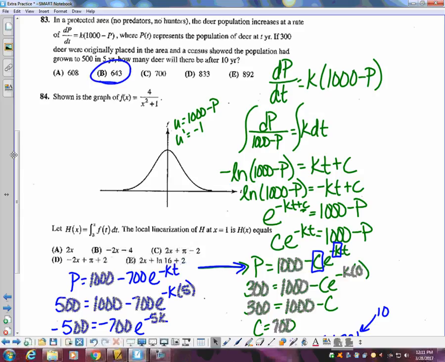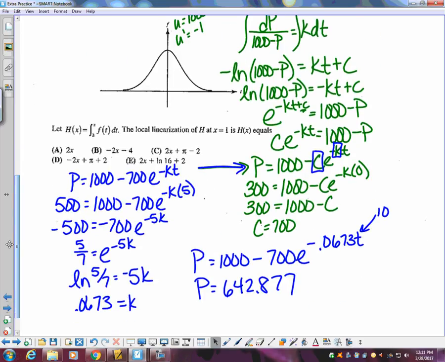So again, that problem took some work, but it's just a jacked up version of what we have been normally doing. So just be prepared to handle a curveball when they throw you one.